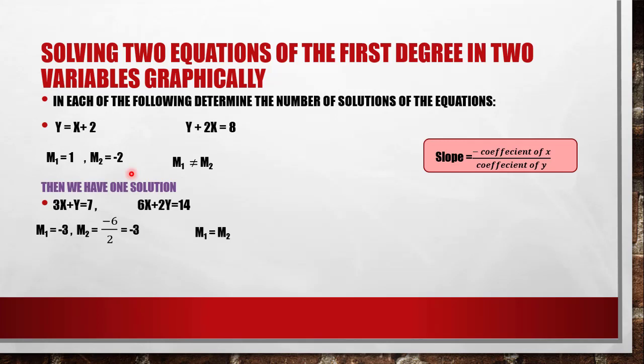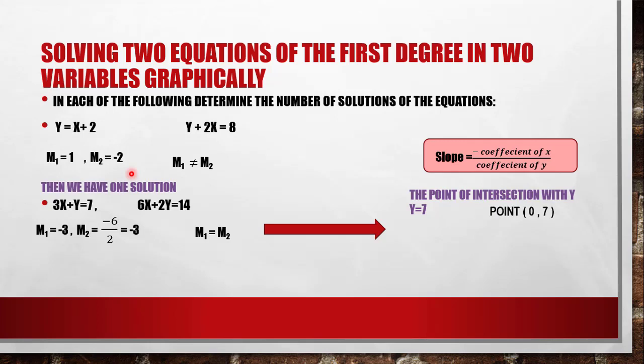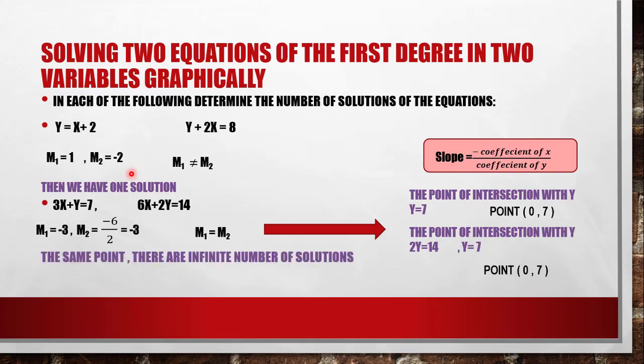Okay, so I'll calculate the point of intersection with the y-axis. I'll put x equals 0 in the first straight line, so y equals 7. So this point is (0, 7). I'll put x equals 0 in the second one, so 2y equals 14. It means also y equals 7. So we have the same point. So the two straight lines are coincident. In this case, we have an infinite number of solutions.